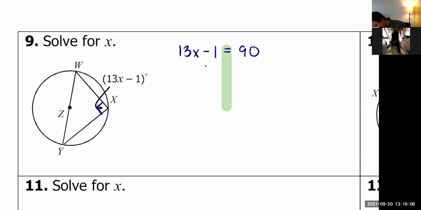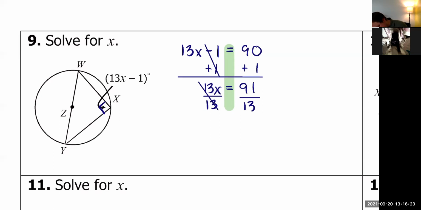I would add 1 to both sides. Get 91, so 13x equals 91. Divided by 13, we get x equals 7. Gotta be on the lookout for those diameters sneaking in there.